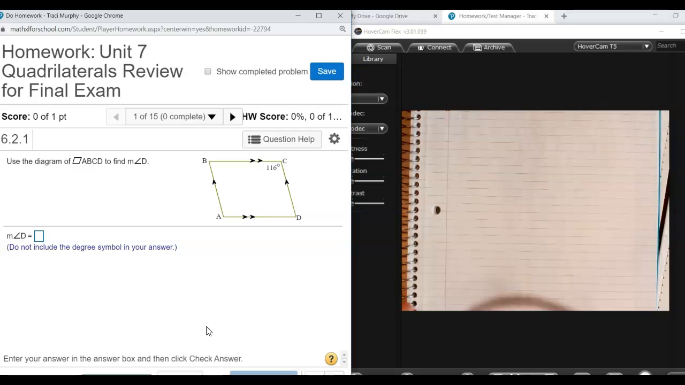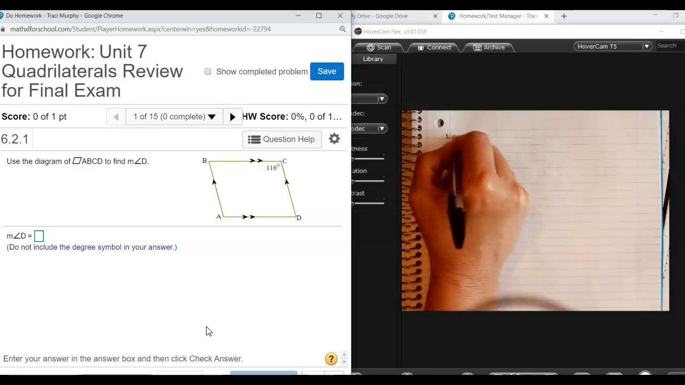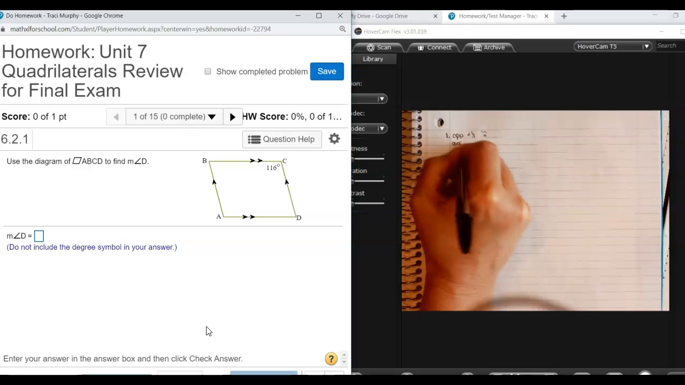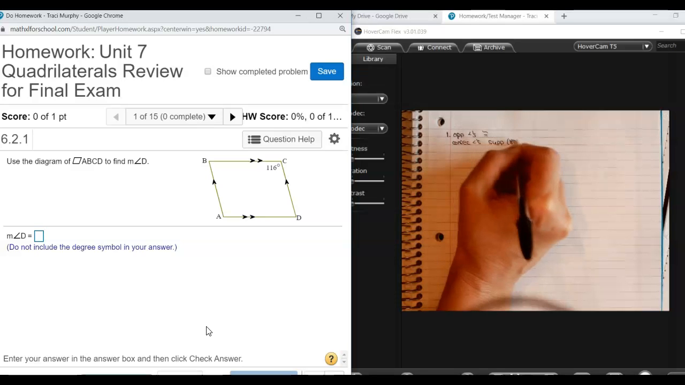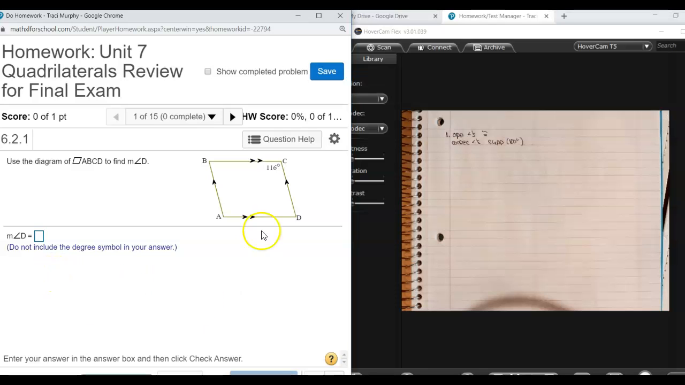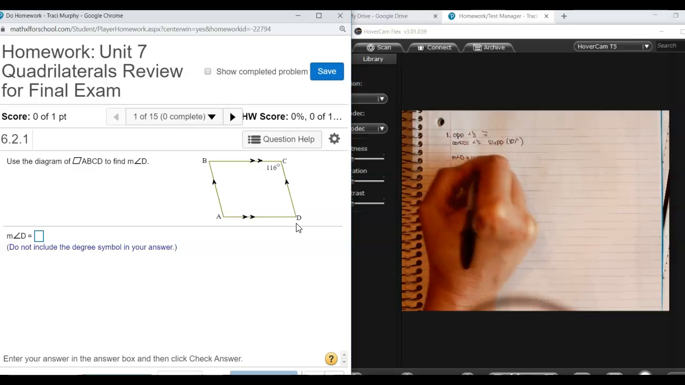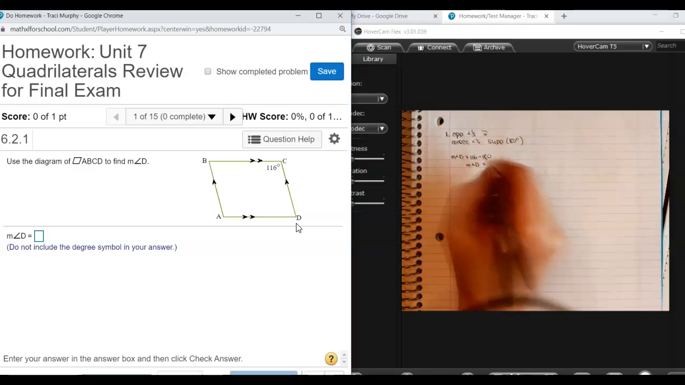Well, if you remember, there were a few properties that were true about parallelograms, and I know this is more than what you need, but just as some reminders, we know that opposite angles are congruent, and we know that consecutive angles are supplementary, which remember means adding up to 180 degrees. So in this particular problem, we have the 116, we're looking for angle D, which is consecutive, which means they have to add up to 180 degrees. So in other words, the measure of angle D plus 116 has to equal 180, and we end up with the measure of angle D being 64 degrees.